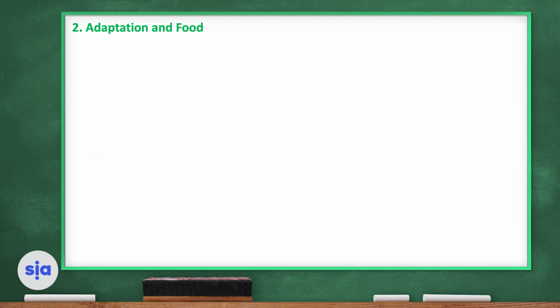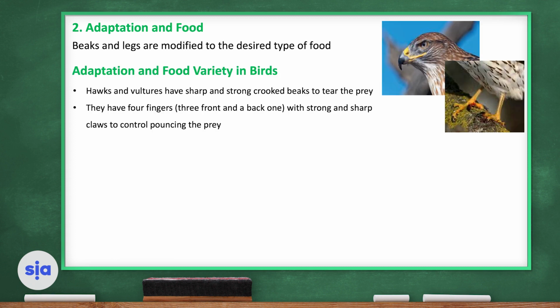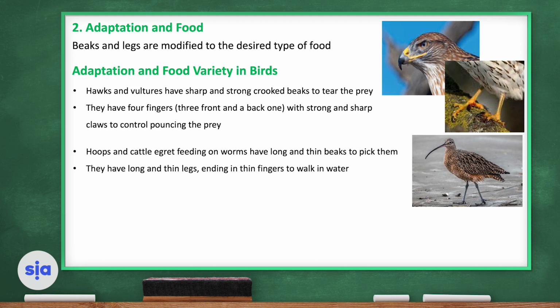The relation between adaptation and food. The beaks and the legs are modified to the desired type of food. So in birds, hawks and vultures have sharp and strong crooked beaks to tear the prey. And they have also 4 fingers, 3 at the front and 1 at the back, with strong and sharp claws to control pouncing the prey. Not all birds are like this.